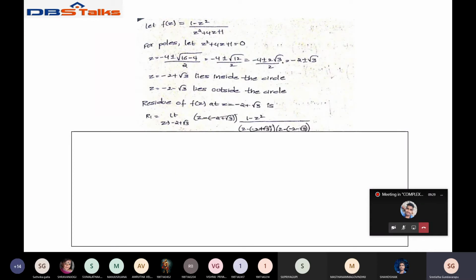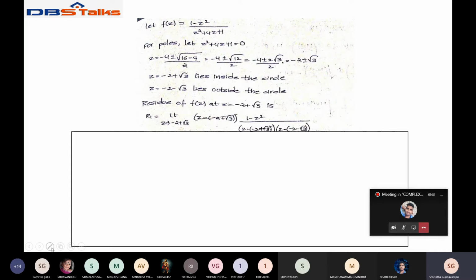The circle is not given in the problem. Now assume that mod z equal to 1. Mod z equal to 1 means mod (x plus iy) equal to 1, that is x² plus y² equal to 1. Then the first pole, minus 2 plus root 3, is inside the circle, and minus 2 minus root 3 is outside the circle.